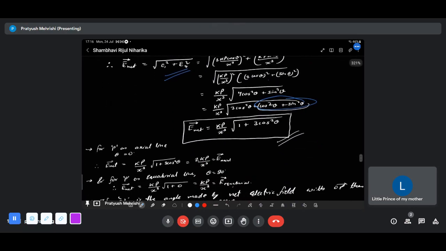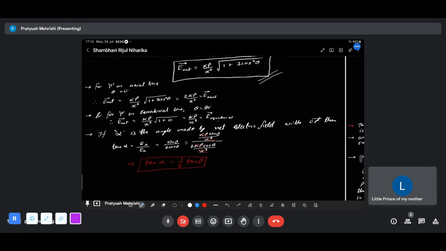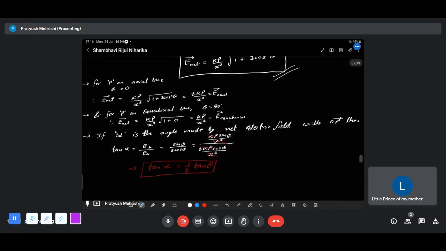So better we use the previously derived formulas. Okay, next. Now some important points. For point P on axial line, theta is equal to 0. What will be the electric field? This formula is the main formula. Now from this formula, you can derive both the formulas for axial one and for equatorial one as well. Kp upon x cube into under root 3 cos square theta plus 1.